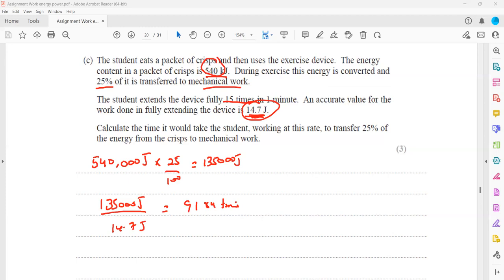Then he does 15 stretches in 1 minute. So if we want to find, for 9,184 times, how many minutes he will take, X, just cross multiply. It will be 9,184 divided by 15 equals X. When you divide, it will be about 612 minutes. So he will take about 612 minutes to completely transform this energy.